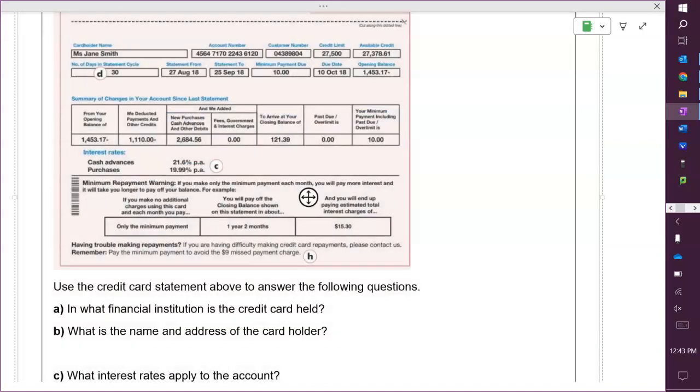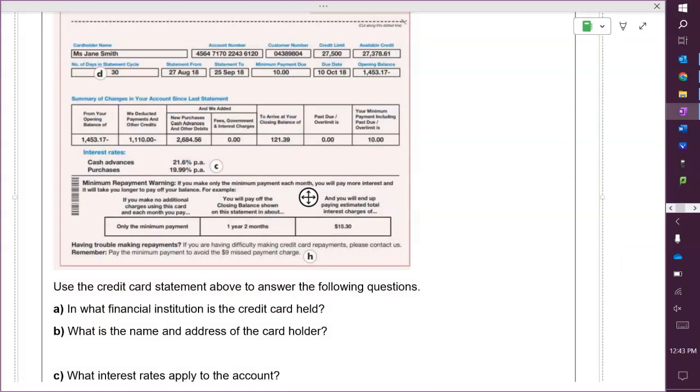Then the interest rates. If you have a cash advance, that means you withdraw money, you can withdraw money from a credit card, but it will charge you, as you can see there, quite a hefty percentage. Or your purchases, you get that almost 20% purchase rate as well.